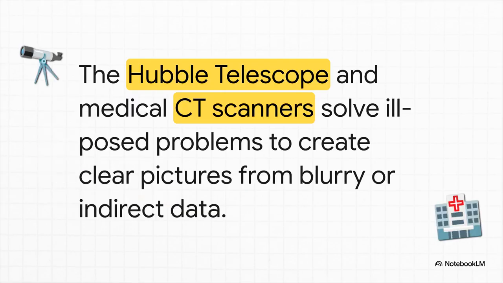You know, take a CT scanner. Its raw data isn't a picture at all. It's just a whole bunch of shadow measurements from different angles. Or think about the Hubble telescope, which was famously launched with a flawed, blurry mirror. In both of those cases, scientists used regularization, adding rules from physics to transform that messy, blurry data into the stunning, crystal-clear images we all know today.